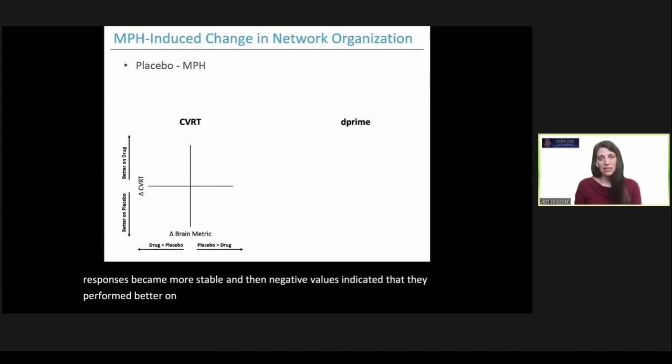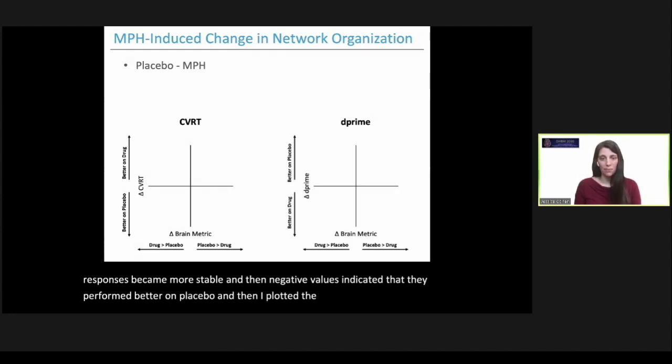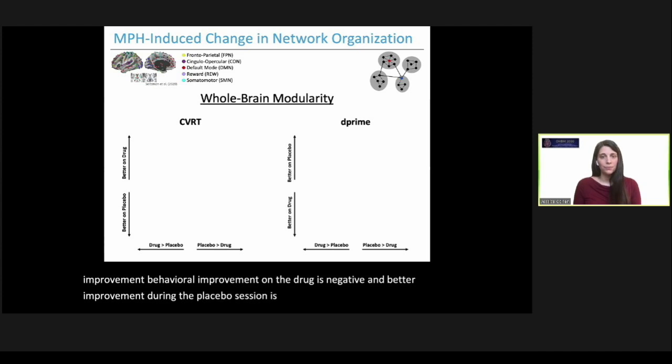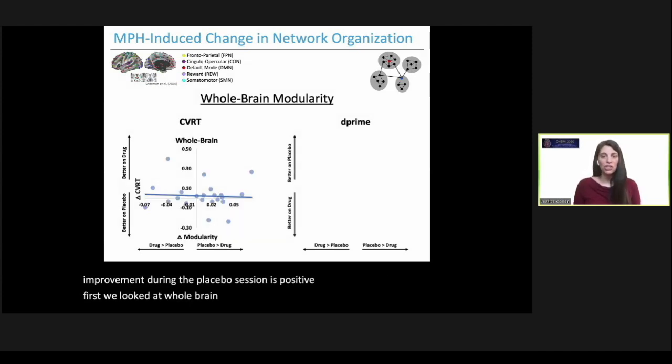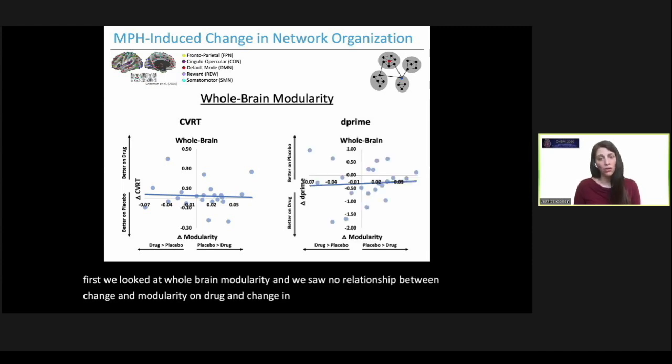And then I plotted the same data for D prime. The only difference being that because higher D prime indicates better performance, behavioral improvement on the drug is negative, and better improvement during the placebo session is positive. First, we looked at whole brain modularity, and we saw no relationship between change in modularity on drug and change in behavior for CVRT or for D prime.